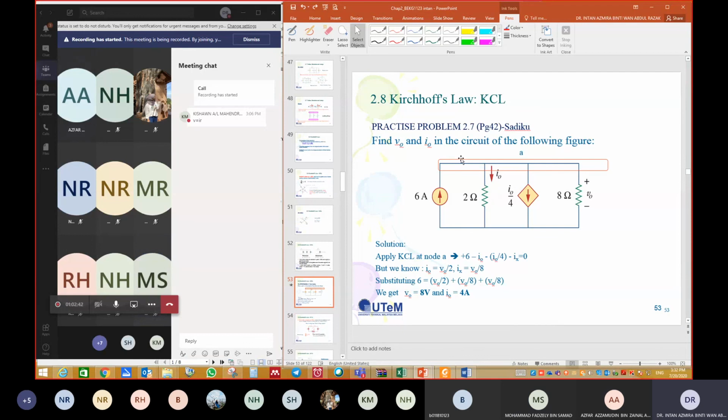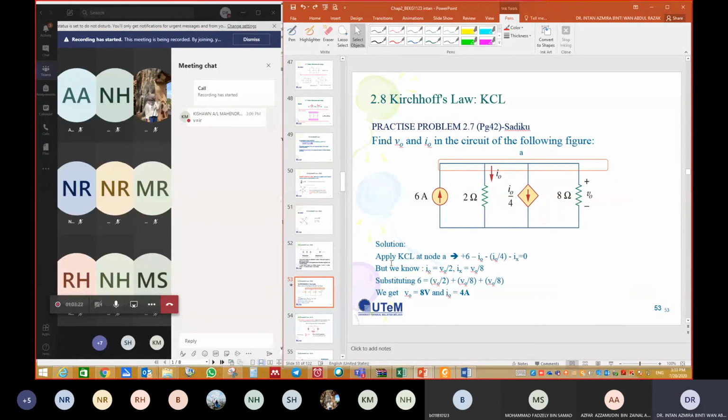Now we have a single node here. It is A. All these branches can be connected together to form a node of A. Find V node and I node. Since we only learned about Ohm's law, in this example we just use Ohm's law. Actually, when we learn more techniques and circuit theory, we can solve this using nodal analysis.